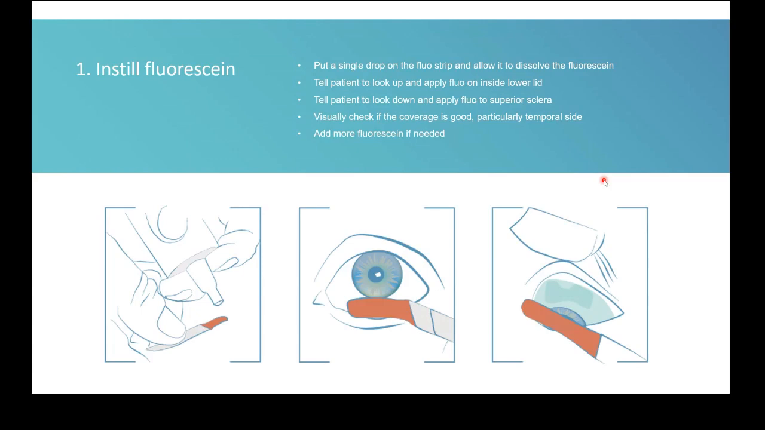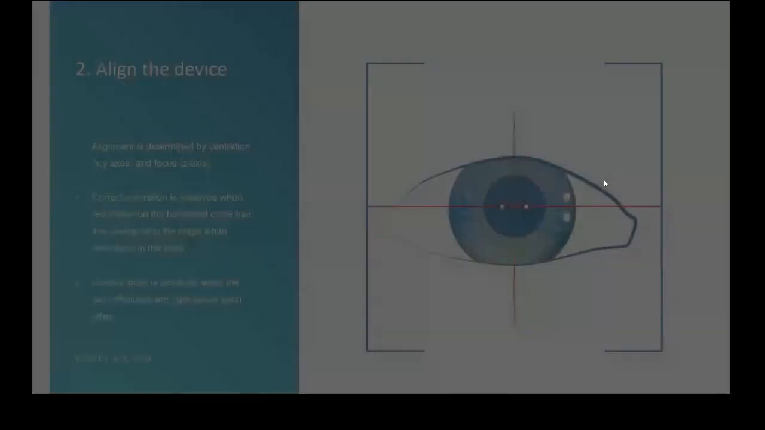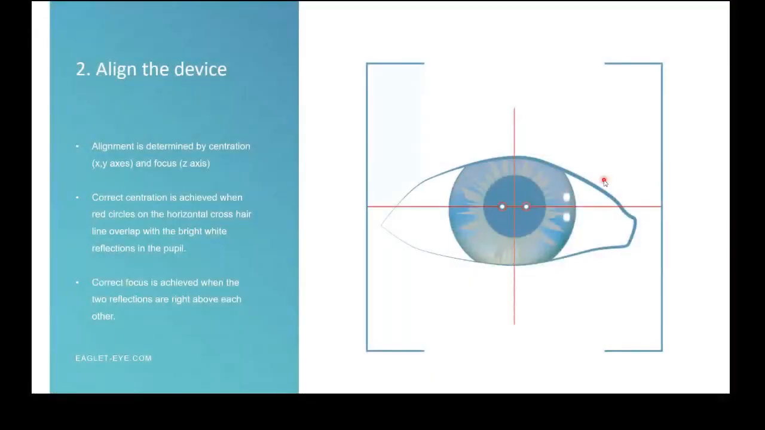Taking the measurement itself is really fast. So the most time you need is just for preparation: setting up the patient, instilling the fluorescein, and instructing the patient. So give it a time. But taking the measurement, it's just a split second. It's just lining up what you see in this image.